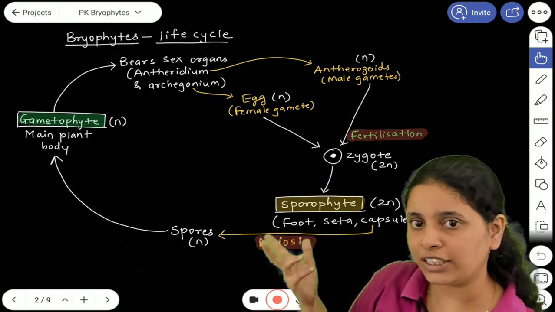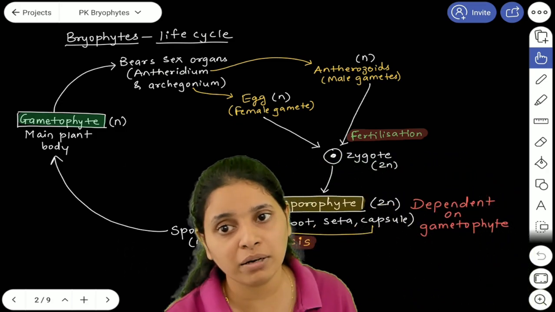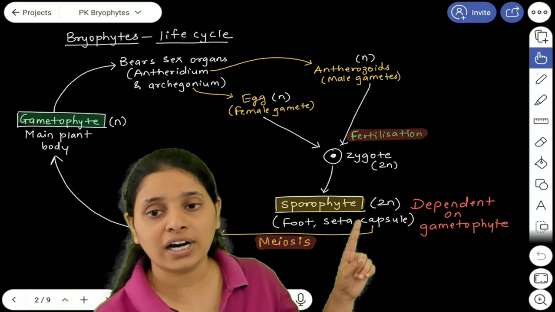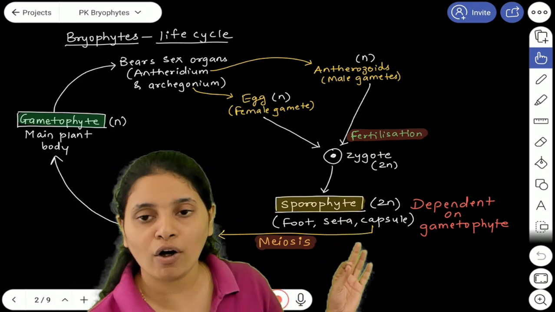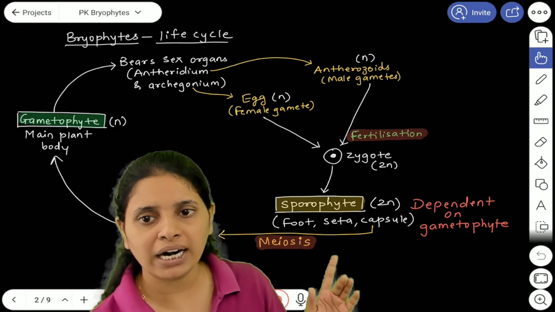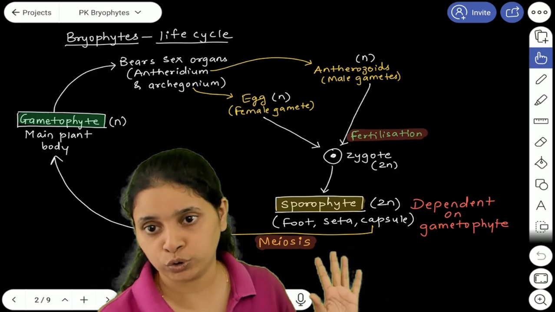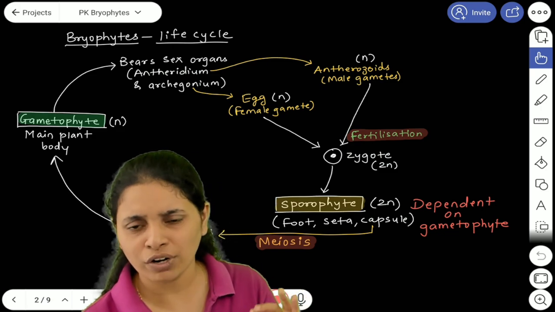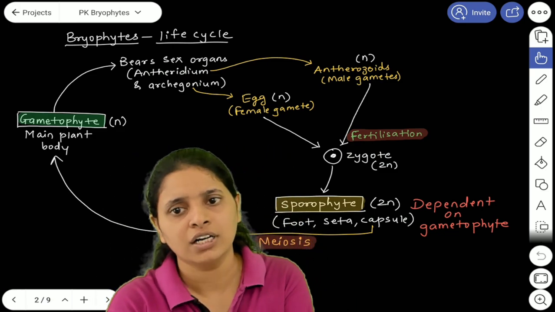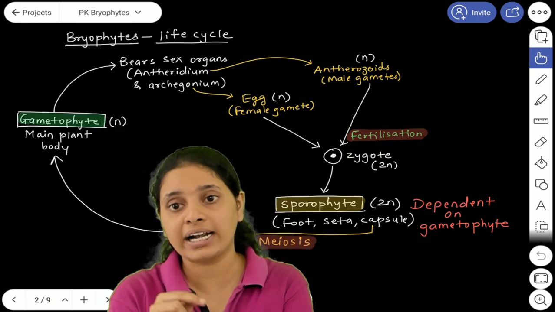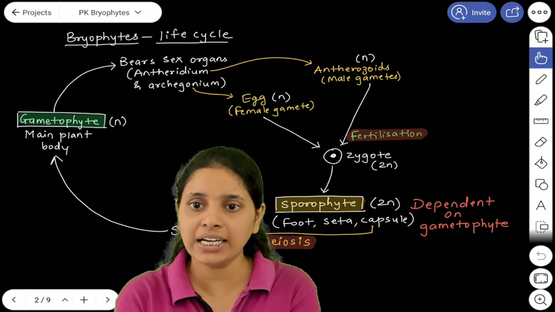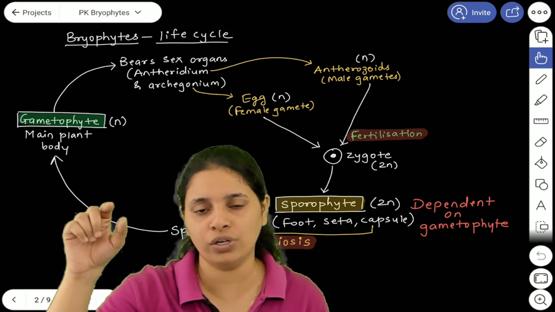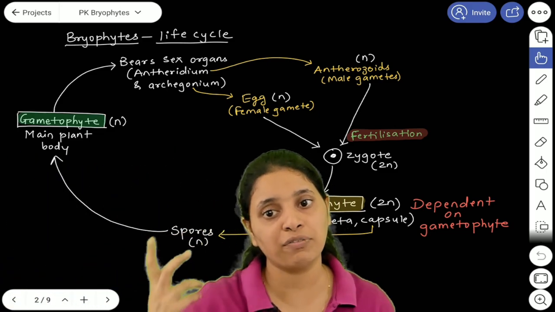Next, zygote, as in the general life cycle we studied, what should form from the zygote? Sporophyte. So zygote gives rise to sporophyte, again diploid, and typically it has three parts: foot, seta and capsule. Foot is like the base of the sporophyte through which it attaches to the gametophyte. Next, you have seta, a stalk-like structure, and then you have a capsule, a sac-like structure inside which spores will be produced.